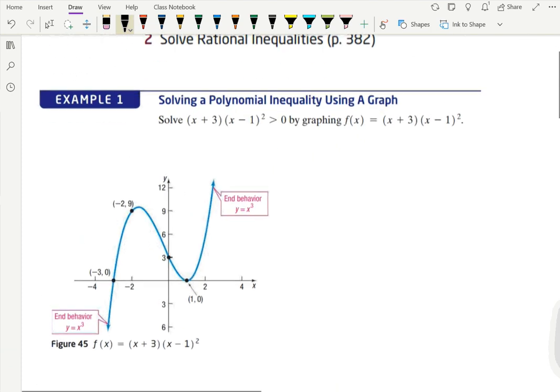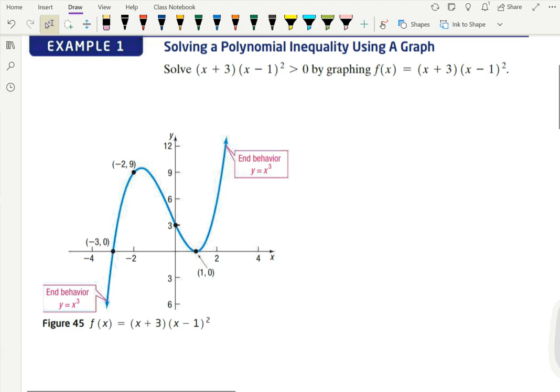So let's take a look at example number 1 here. Let's solve a polynomial inequality by using a graph. So if we have x plus 3 multiplied by x minus 1 quantity squared greater than 0, and we want to solve that. So we want to know for what x values is this particular item bigger than 0. So effectively, when is it positive? So graphically, when is it above the x-axis?